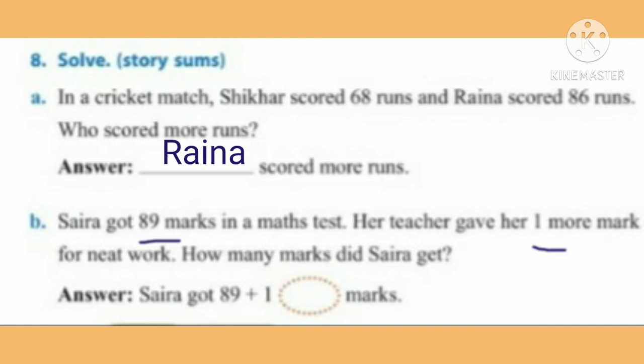Sarah got 89 marks in a maths test. Her teacher gave her one more mark for neat work. How many marks did Sarah get? Here Sarah already got 89 marks and her teacher gave her one more mark. So Sarah's total mark is 89 plus 1. We learned the properties of addition. Do you remember that? Yes, adding 1 to a number gives the number that comes after. So tell me children, which number comes after 89? Yes, 90. So her total mark is 90.